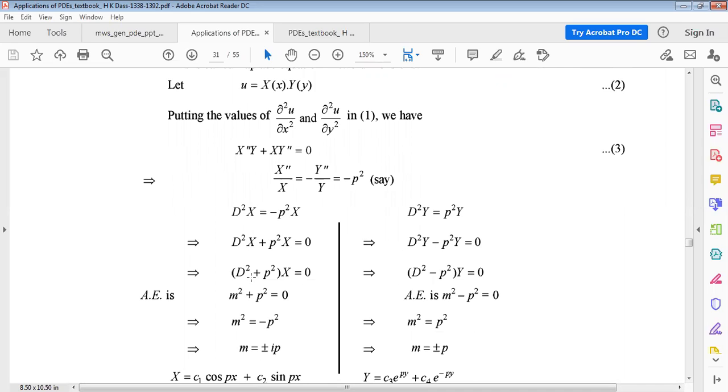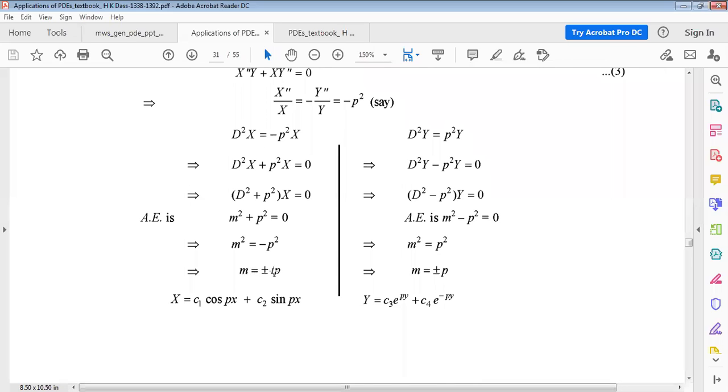Just solving, this is an ordinary differential equation. These become ordinary differential equations with constant coefficients. So the roots will be complex roots, m equals plus minus ip, and here also. So this can be written as c1 cos px plus c2 sin px, and this will be c3 e to the power py plus c4 e to the power minus py, because capital Y is the function of y.